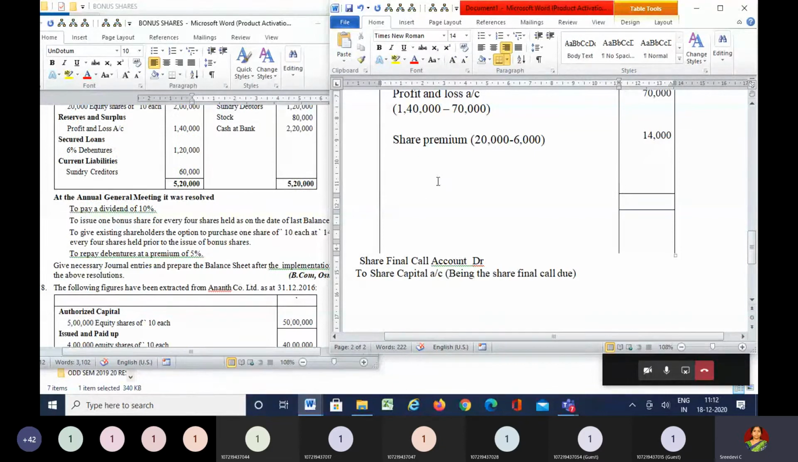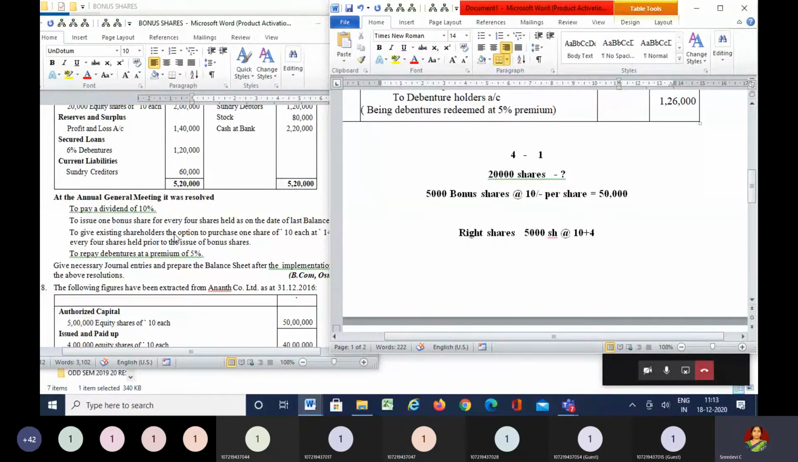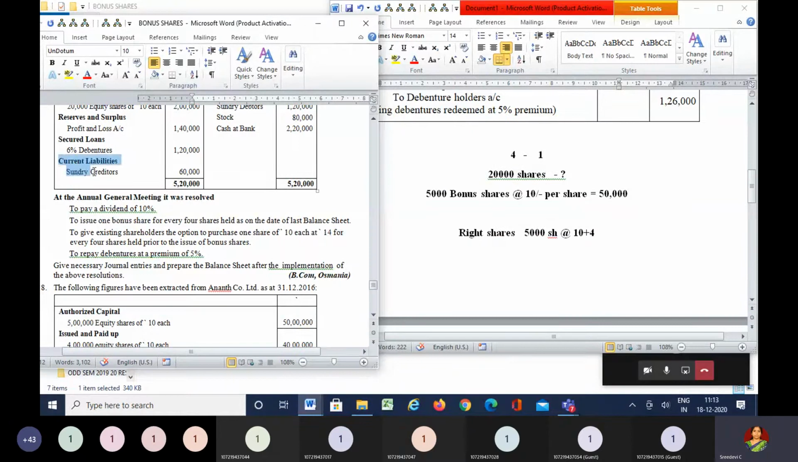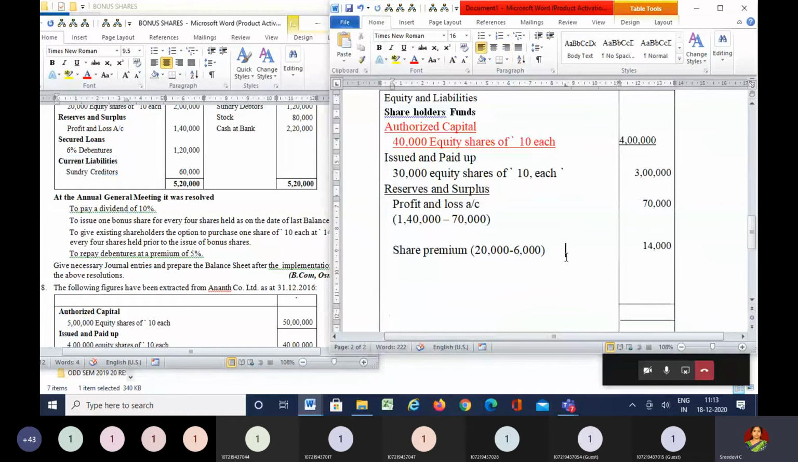Now followed by, finally there are secured loans. So no more secured loans exist because we have already paid the debentures. So this will not again appear in the balance sheet. And following with the current liabilities here, there is a current liability towards the sundry creditors which is 60,000 rupees. So show it accordingly here in the balance sheet. Okay, and the amount to be given towards the same is 60,000. So with this, we have come to an end of the liability side of the balance sheet.